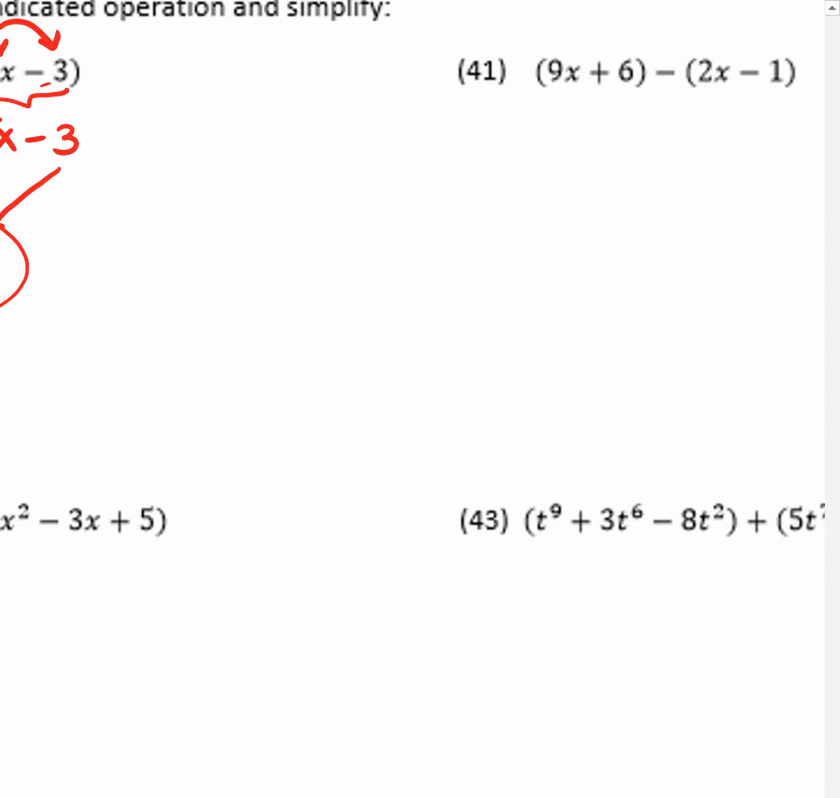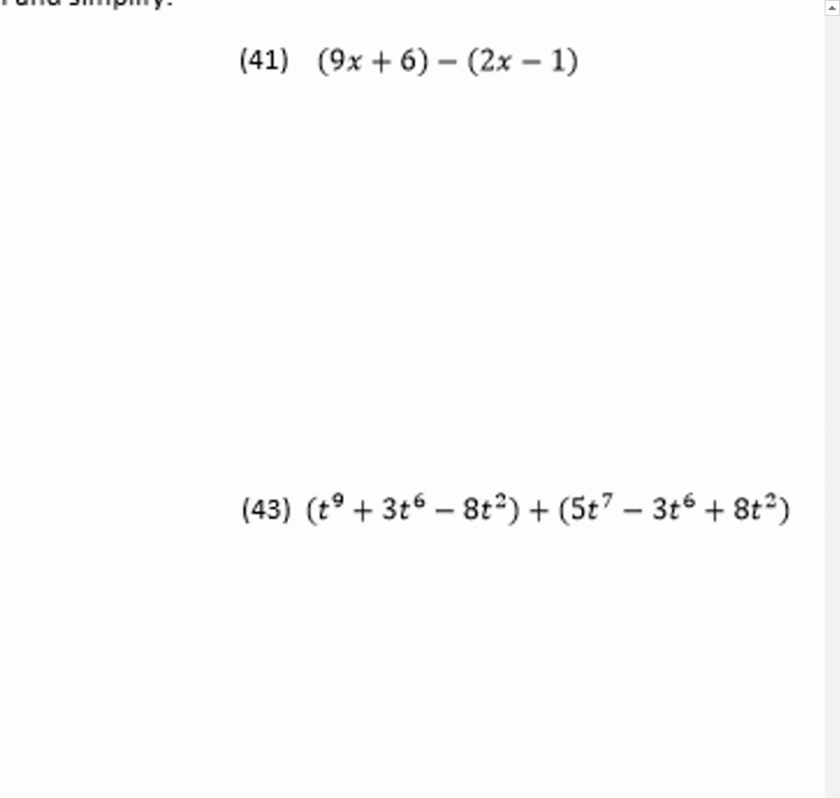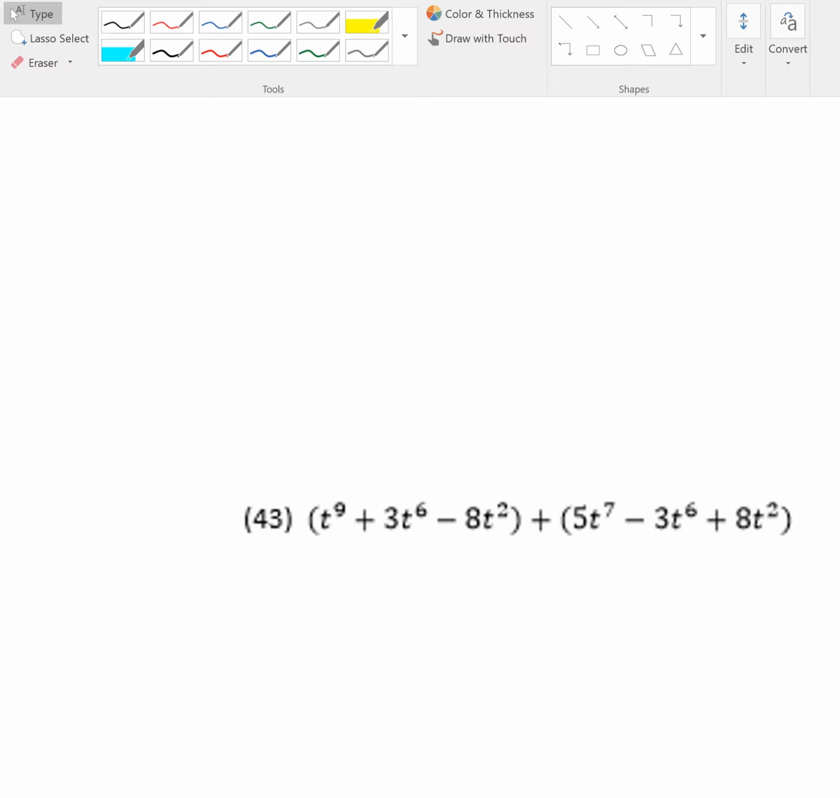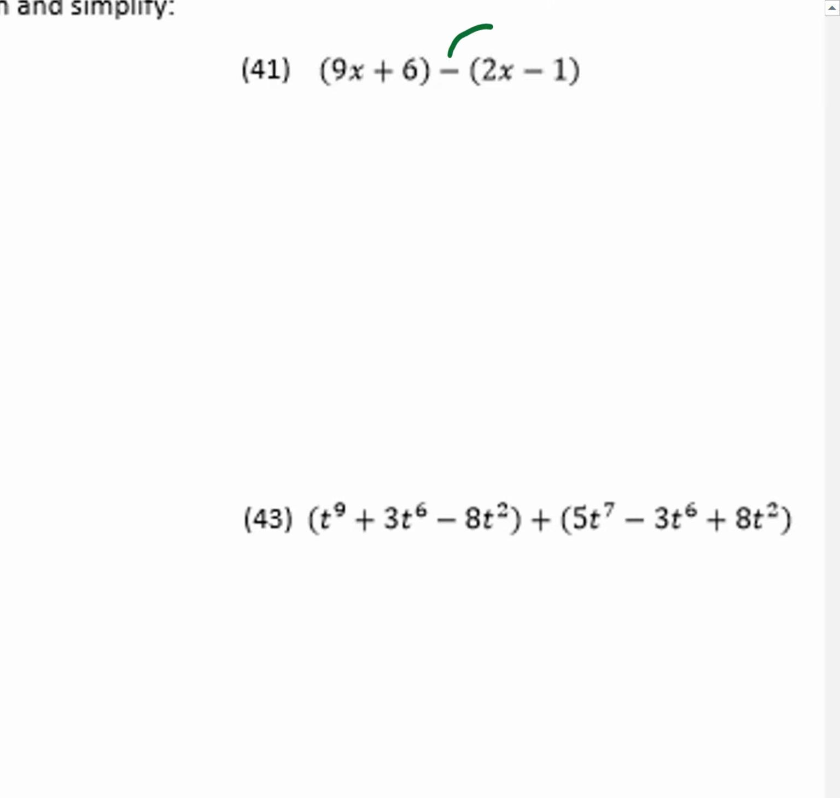Let's try the next one. Number 41. That one has a negative, or a subtraction sign. That'd be the only thing I'd have to worry about. I have to distribute this negative onto everything in the second parentheses. But the leftmost parentheses, there's nothing to distribute. There's nothing in front of the parentheses, so I can just drop them without worrying about anything.